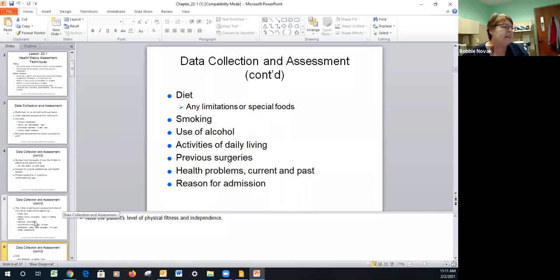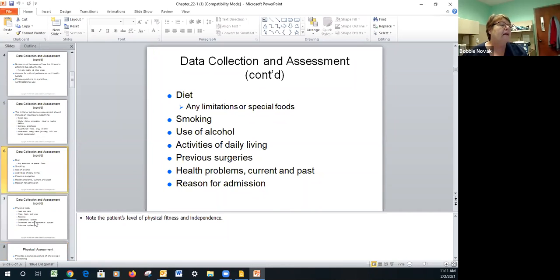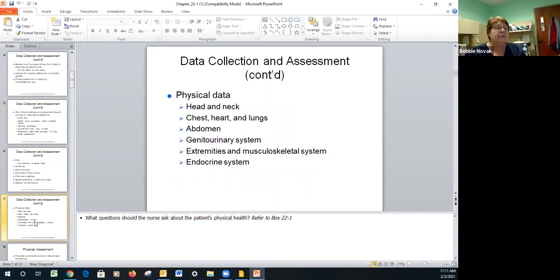And we need to know why they're there. What is the reason they came in? Then we start our physical assessment or our data collection with our physical data. So there are a lot of things on page 377, your interview guide, that you're going to ask them about in the initial assessment. You're going to ask these kinds of questions so that we get a baseline of what's going on with your patient.